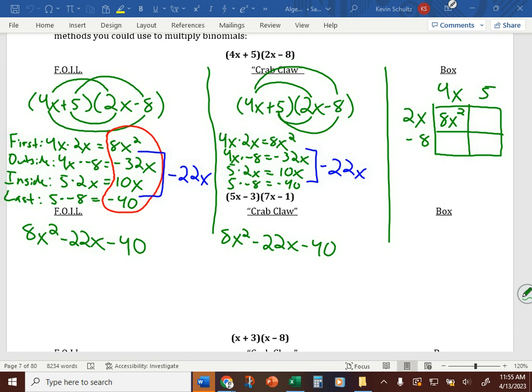4x times 2x gives us 8x squared. And then you go one over, you've got the 2x and the 5. 2x times 5 gives us 10x. We've seen that before. In the bottom row, 4x and negative 8 gives us negative 32x. Again, we've seen that before. And lastly, our bottom right, our constant there, 5 times negative 8 gives us negative 40. Again, those four terms keep showing up.